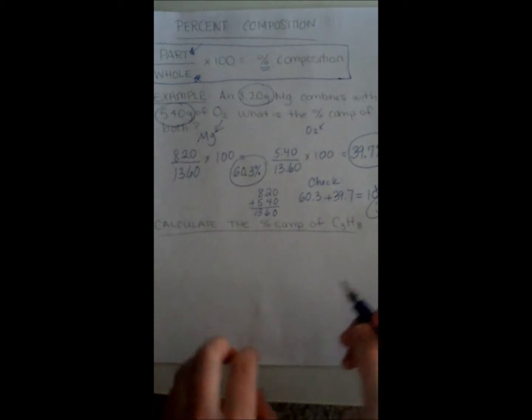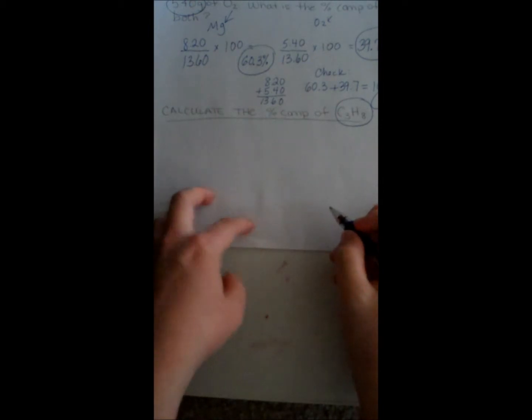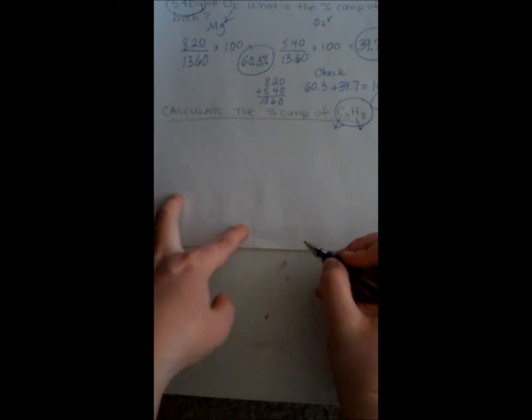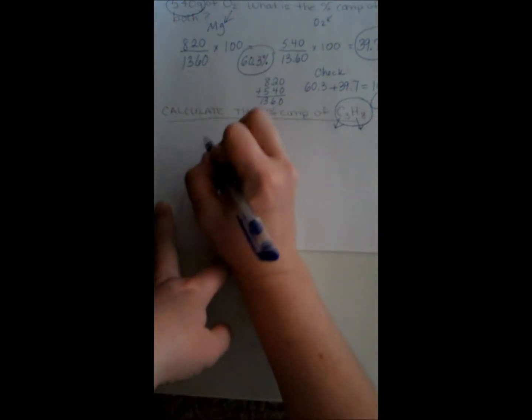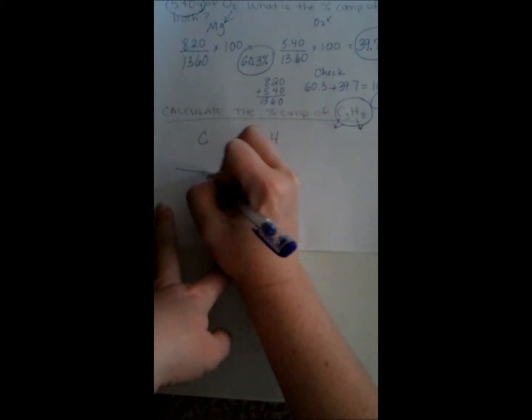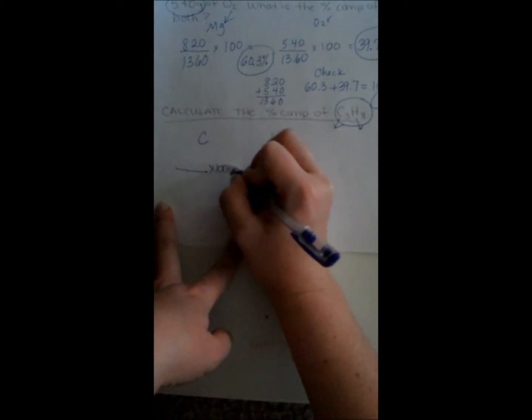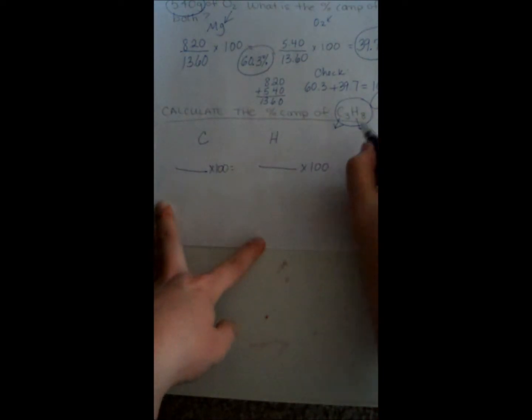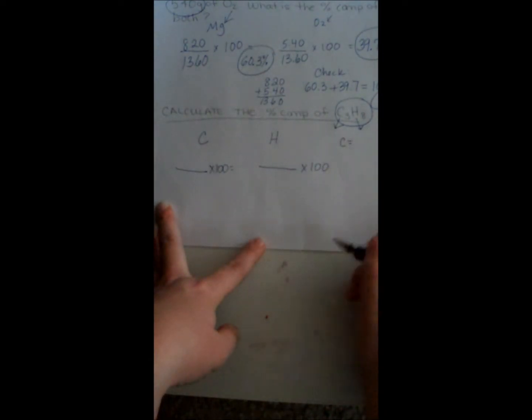Now the next one is looking at the percent comp of just a given compound. You're not given any masses. We want the percent comp of our carbon and our hydrogen within this propane formula. So we're going to have our carbon here, our hydrogen here, and we're going to have our parts over whole times 100. So we're going to have to calculate the molar mass. We're going to have 3 C's, each at 12.01. I got 12.01 from the periodic table. When we look at our H's, we're going to have 8 times 1.01.